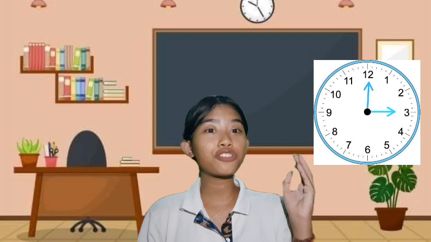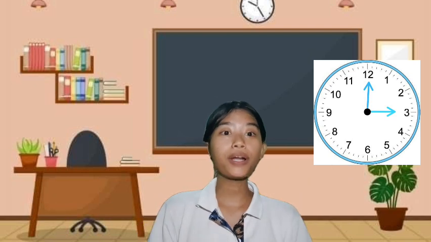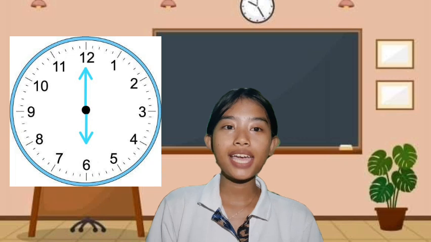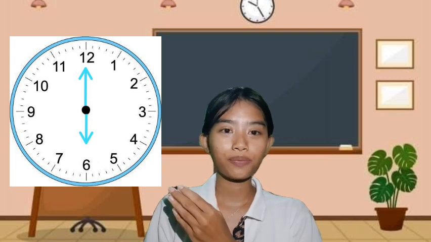First, when the big hand points to 12, it is the start of the hour. I will give you examples, students. When the big hand points to 12 and the small hand points to 3, it's gonna be 3 o'clock. Like the example, when the big hand points to 12 and the small hand points to 6, it's gonna be 6 o'clock. Okay, the last example, when the big hand points to 12 and the small hand points to 4, it's gonna be 4 o'clock.